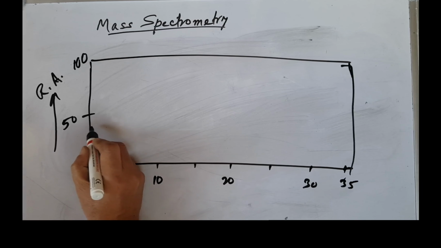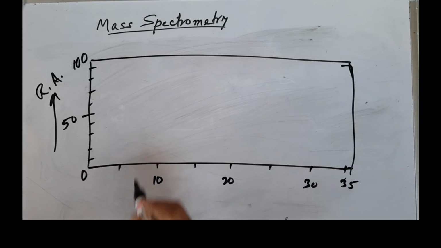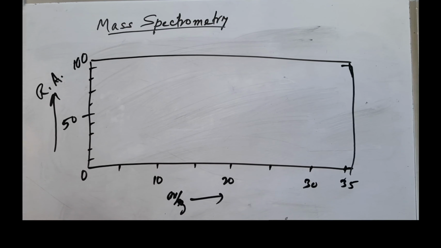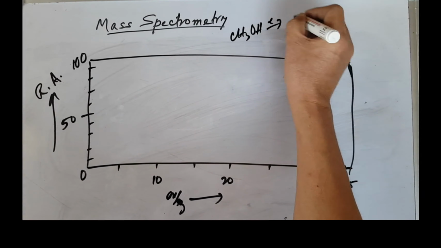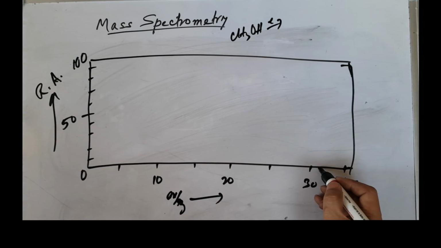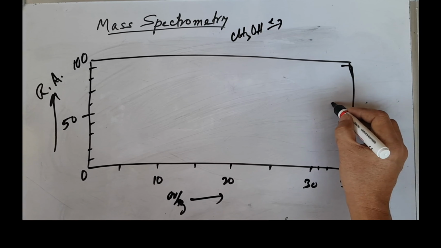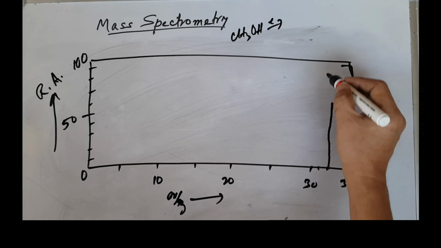10, 20, 30, 40, 50, 60, 70, 80, 90, something like this, 110%. M by Z value here, and the relative potential here. So in the case of M by Z, methanol, combined with high electron energy, we got the molecular ion 32 here, slightly not higher. This is M by Z 32, and then we have 31, the highest.